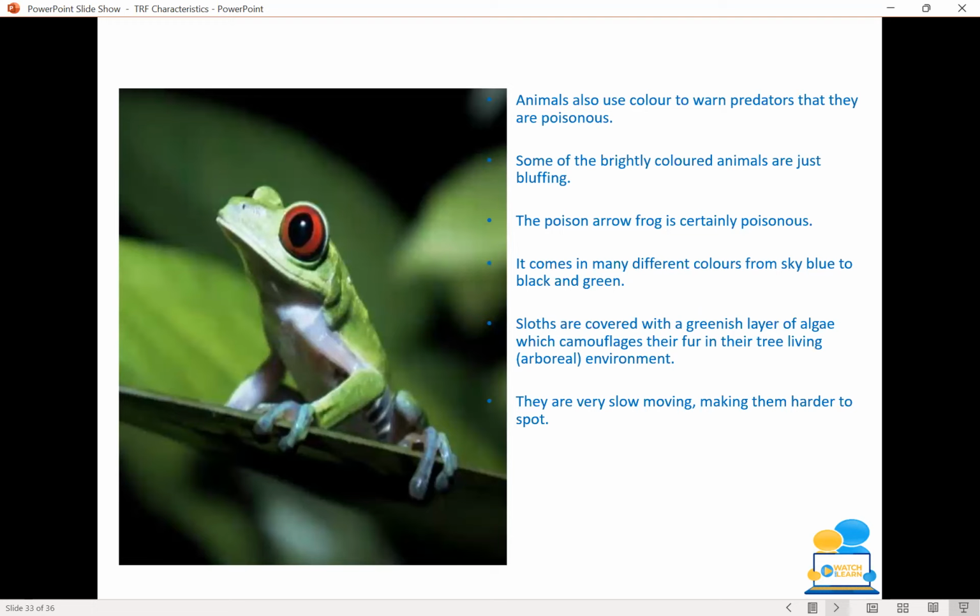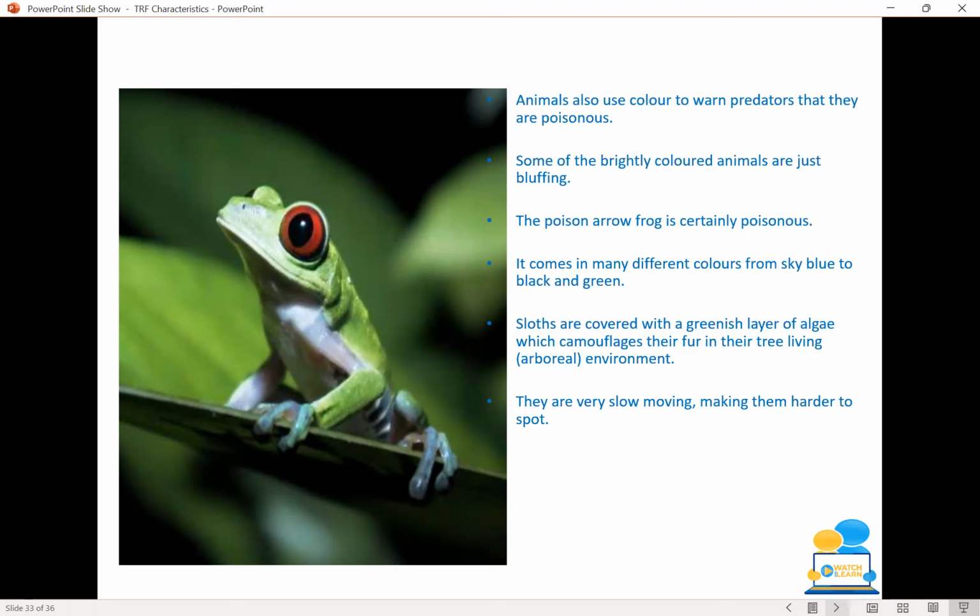Also, there can be warnings or signs that you're poisonous to predators that can warn them off. So animals also use color to warn predators that they are poisonous. Some of the brightly colored animals are just bluffing. They're not poisonous at all, but their colors warn off predators from eating them. The poison arrow frog, though, is certainly poisonous. It comes in many different colors, from sky blue to black and green. And if eaten, they will kill their hunter even.